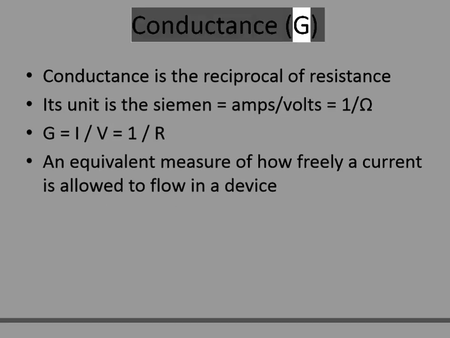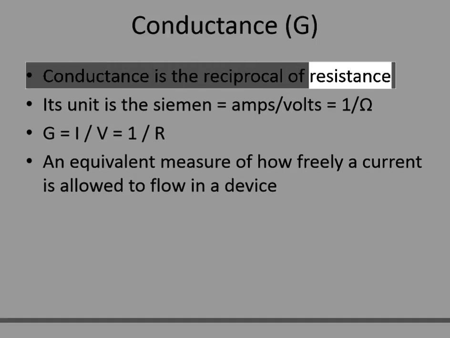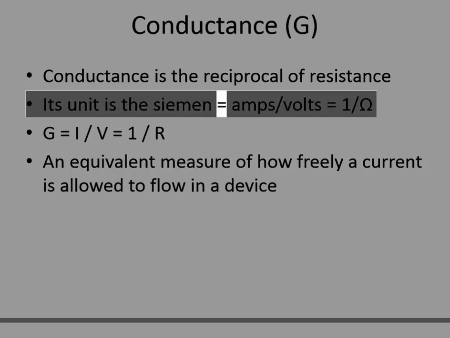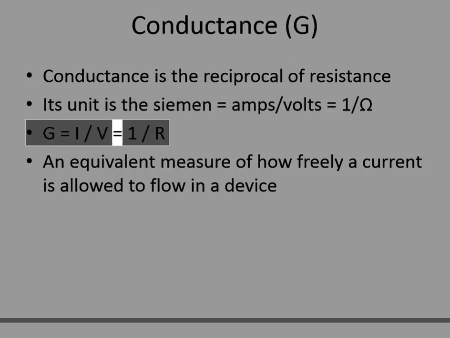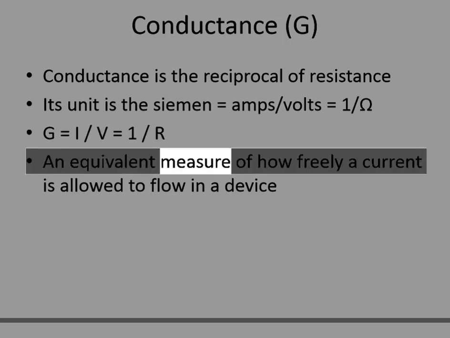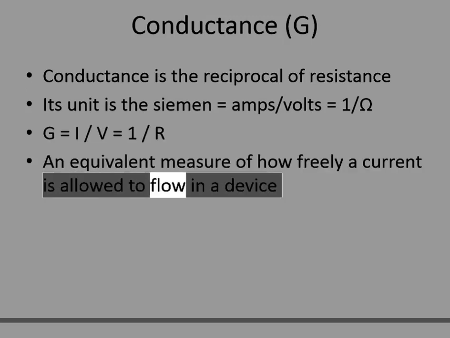Conductance, G. Conductance is the reciprocal of resistance. Its unit is the Siemens equals amp/volts equals 1/omega. G equals I/V equals 1/R. An equivalent measure of how freely a current is allowed to flow in a device.